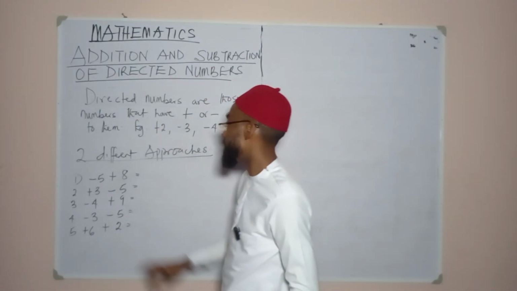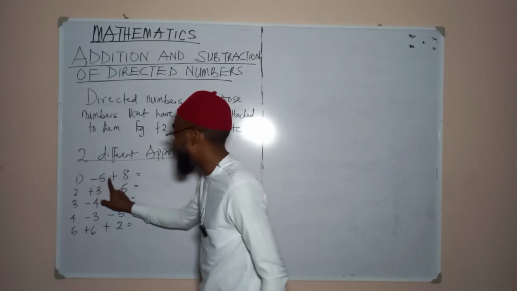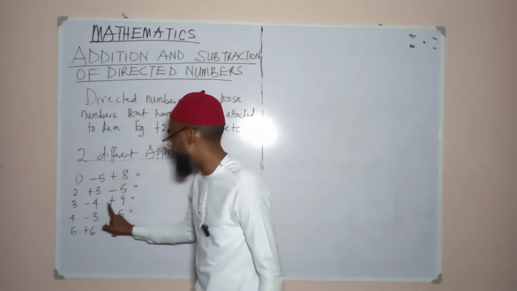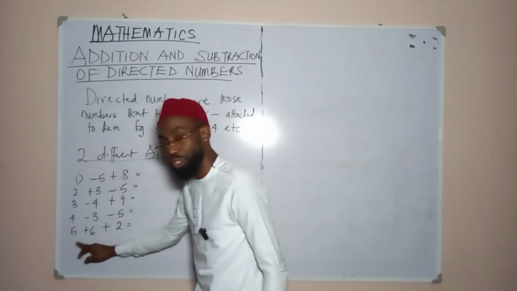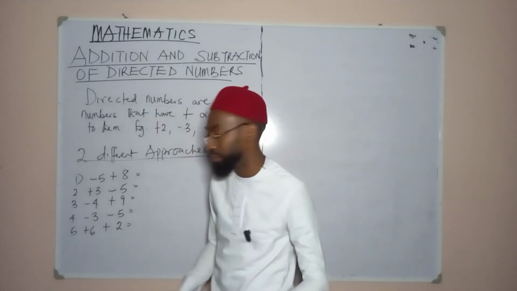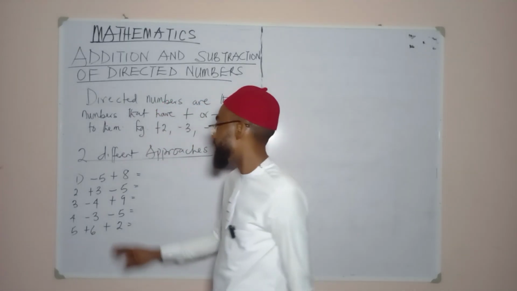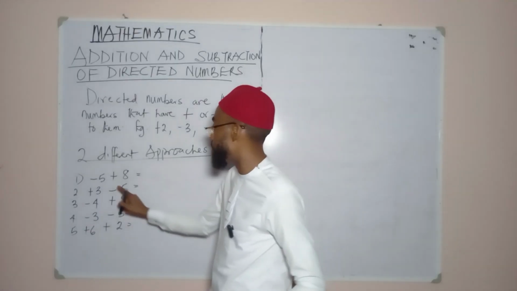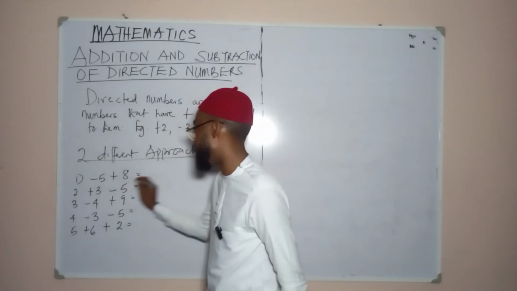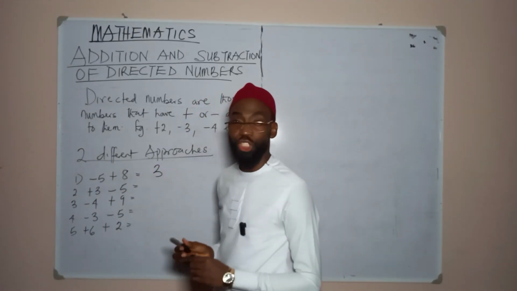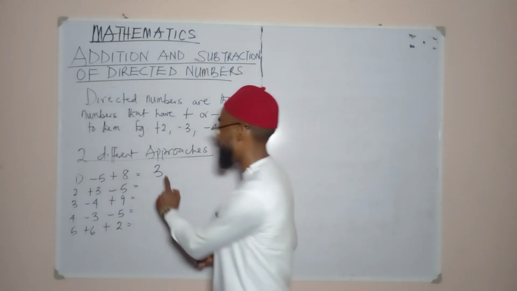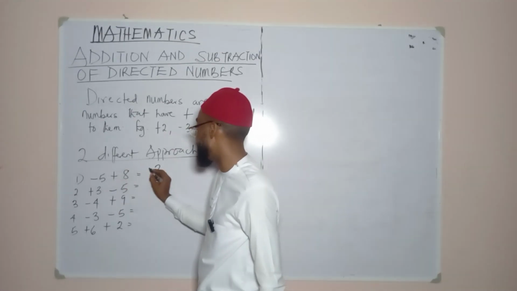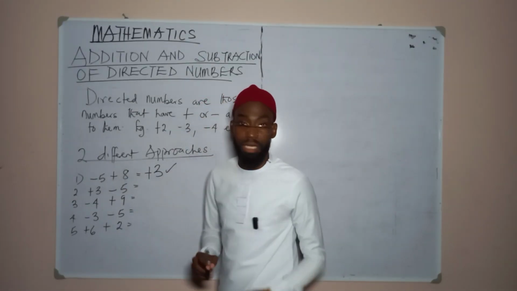So how do we do? Now, observe that the signs in the first three are different. But in the last two questions, the signs are the same. Now, when the signs are different, simply subtract the numbers there. So we're going to have 8 minus 5. Your answer is 3. Check the sign of the bigger number. The bigger number here is 8. The sign 8 is carrying is plus. Our answer is plus 3.